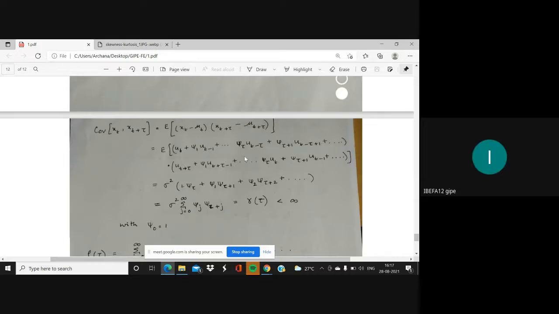Once you finish the second line of your derivation, what you need to do is just eliminate all the cross products. Once you take expectation, the cross products will vanish. For example, if you're taking u_t and u_{t+tau}, the expectation of u_{t+tau} will be equal to 0. So that term will vanish. Similarly, u_{t-1} will vanish, and so on. Only where you have u_t and u_t, for example u5 and u5, that term will appear in the next line of your derivation.